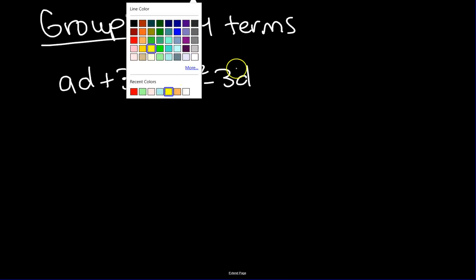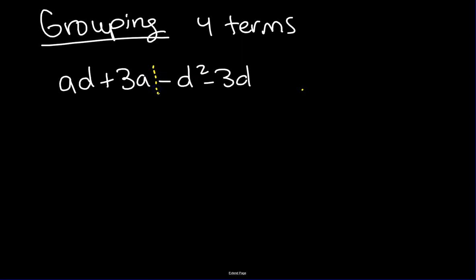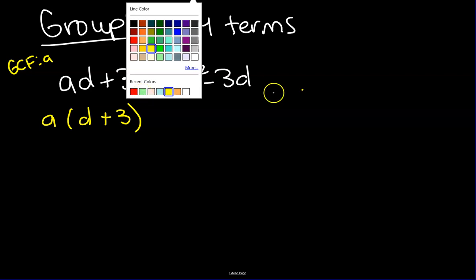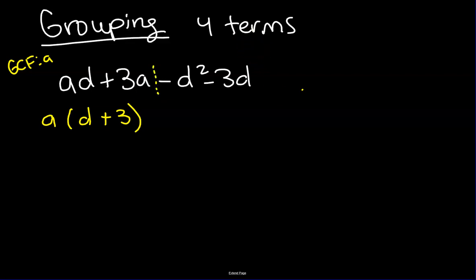What we're going to do is split it in half and deal with the first half, then the second half. My first half, AD plus 3A. What we're looking for is a GCF on each side. The GCF on this side is going to be A. So I'm going to factor out A out of just the first 2 terms, and I'm left with D plus 3. When we go over to the other side, we're going to try to find another GCF that's going to result in the same thing in my parentheses. I want D plus 3 to show up again.